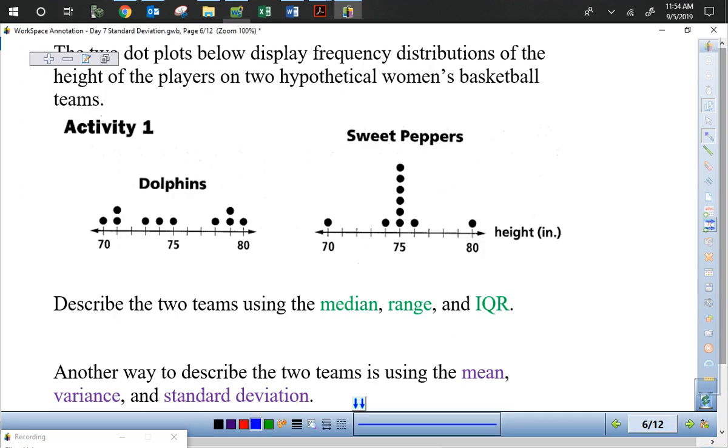So, in order for this to make sense, we're going to look at some statistics here. You have an activity sheet that just has a few columns. What we're going to do is two tables calculating the standard deviation by hand, so we really understand what's going on with standard deviation. On the front side, we're going to put the Dolphins, and I have these dot plots here for you. These dot plots are representing the heights of women's basketball players. We've got the Dolphins team and the Sweet Peppers. We're looking at Dolphins first.